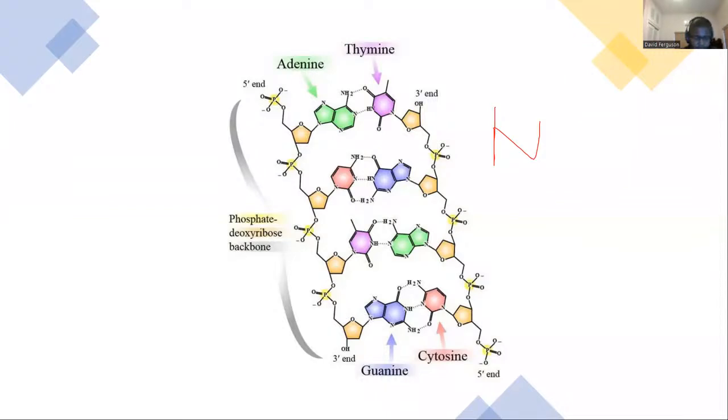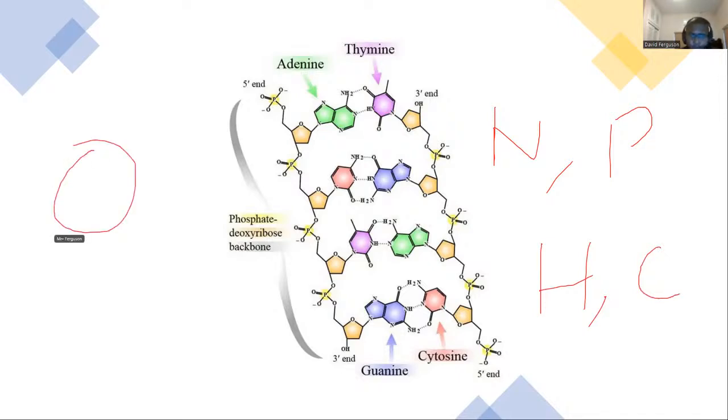So we have nitrogen. We have phosphorus. We also have hydrogen. We also have carbon. And we also have oxygen. So that covers basically all that we have here: nitrogen, hydrogen, oxygen, phosphorus, and carbon. Those are the atoms that we see.